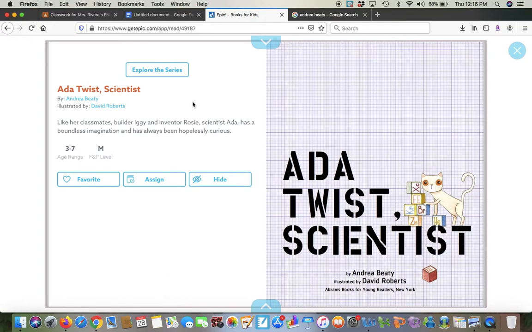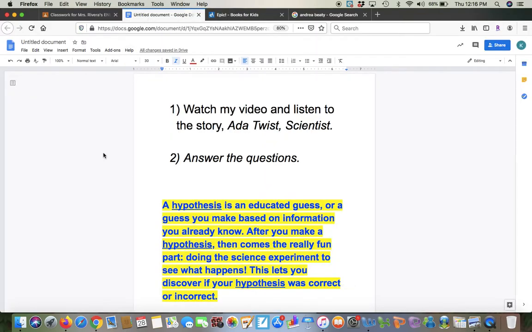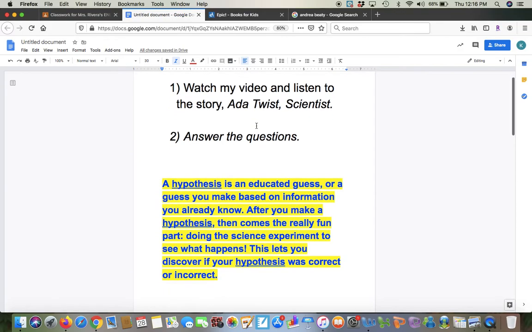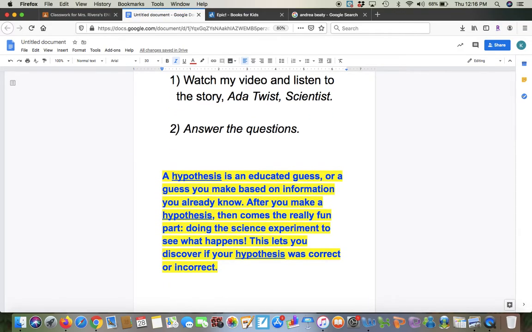And before we start, I do want to go over the activity first so that you know what you're going to have to do before we read the book. So let me go through that. The first thing you're going to do is watch my video and listen to the story and then answer the questions. But first, before you answer the questions, you need to know what a hypothesis is.